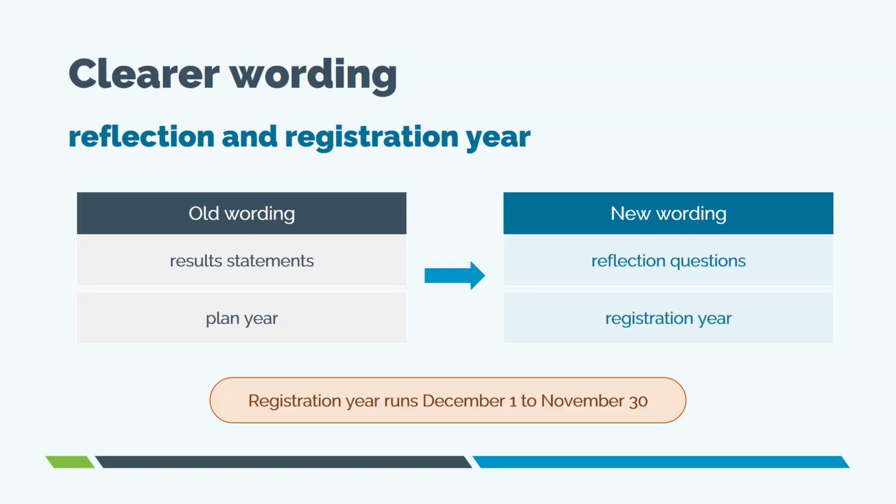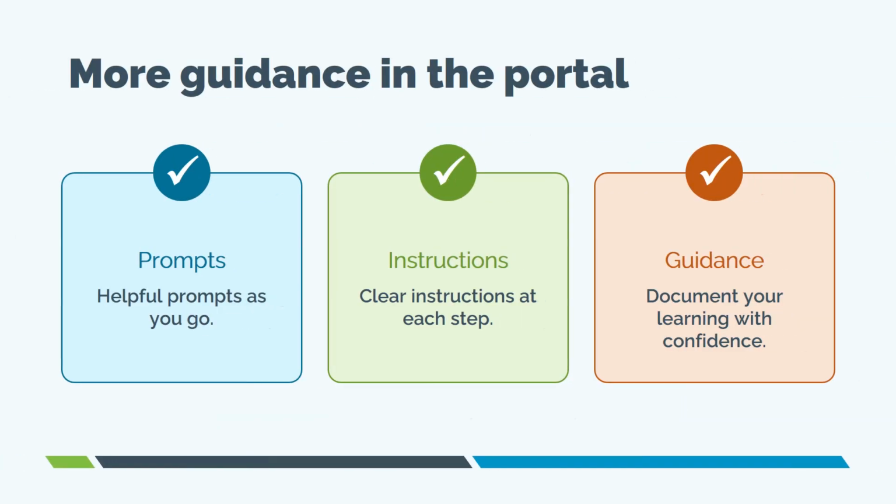We have also changed plan year to registration year. CCP and registration both run from December 1st to November 30th, so using one term makes the process easier to follow. Small wording changes like these can make a big difference when you are working through the program. You'll also see more prompts, instructions, and guidance as you complete your CCP in the portal. These updates are there to give you clearer direction and make it easier to document your learning activities with confidence.